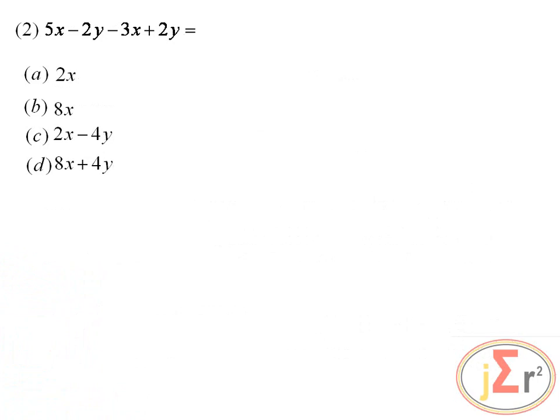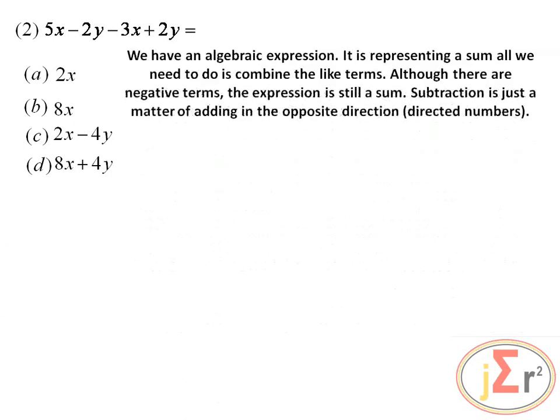There we have an algebraic expression, and of course by the physical appearance of these options, we imagine that there is some simplification process that we may carry out on those terms. We have an algebraic expression. It is representing a sum. All we need to do is combine the like terms.